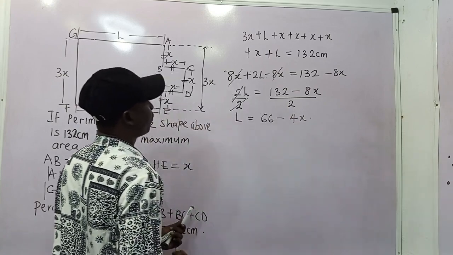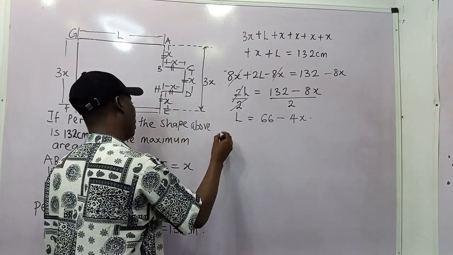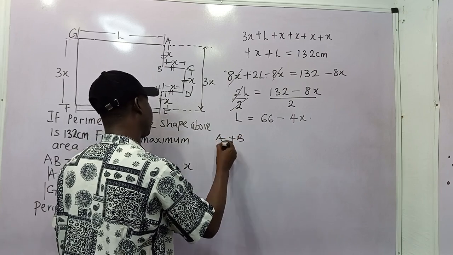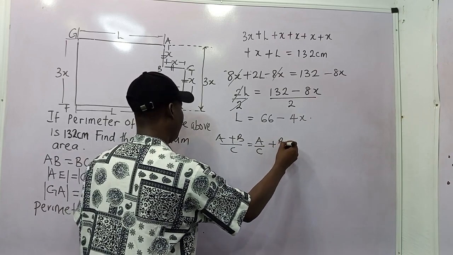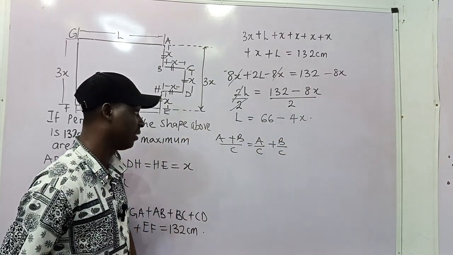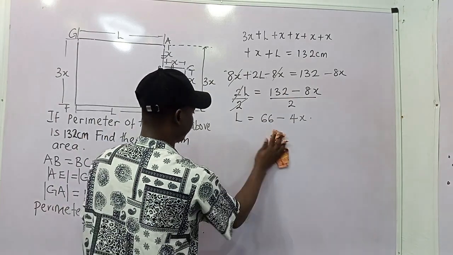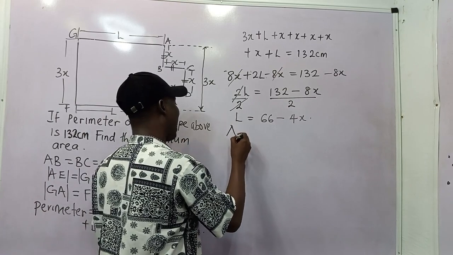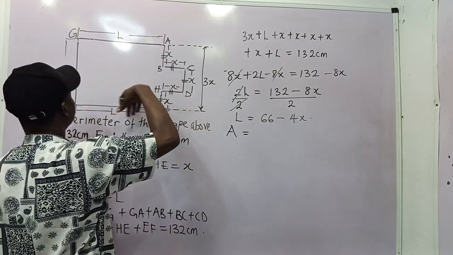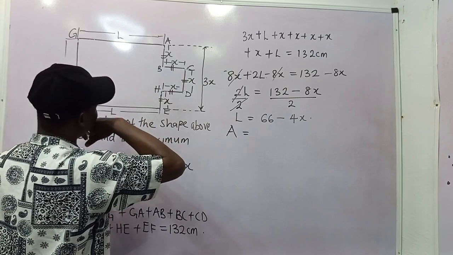4x. Now don't forget that (A plus B) over C is the same thing as A over C plus B over C. I think that's what I did there, so that's what I apply here. Now, having done that, the area of the shape is equal to what?